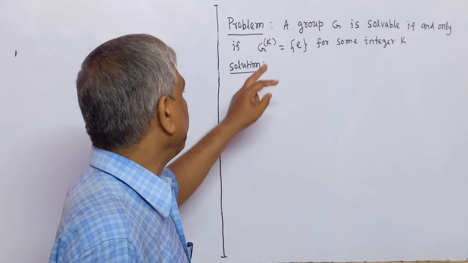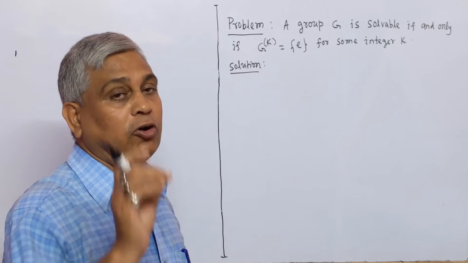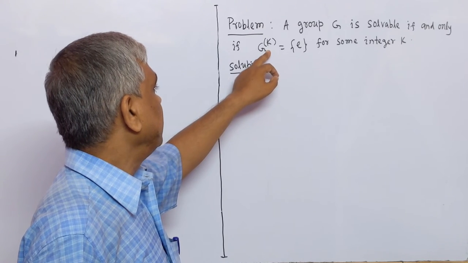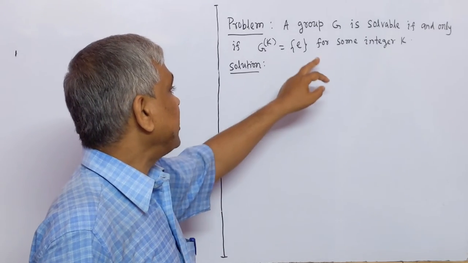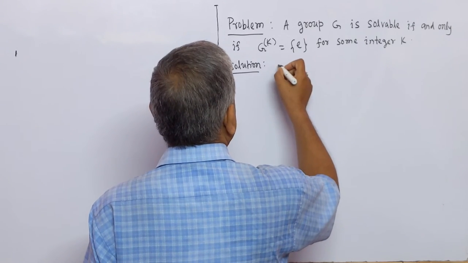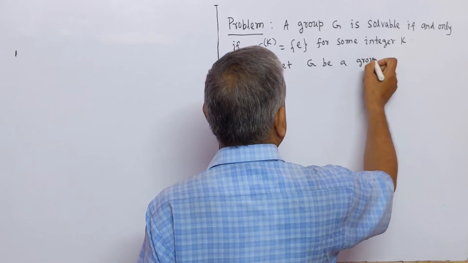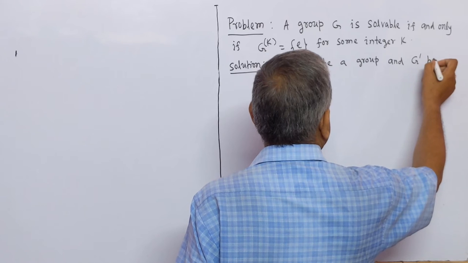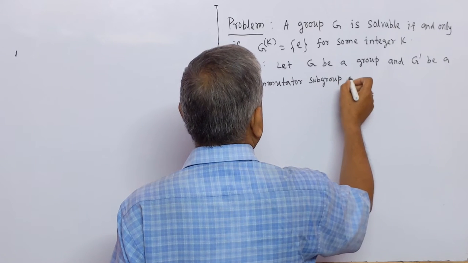Now we solve a problem. Problem is, a group G is solvable if and only if kth commutator subgroup of G is a set containing only identity element for some integer k. Now we solve this. Let G be a group and G prime be a commutator subgroup of G.